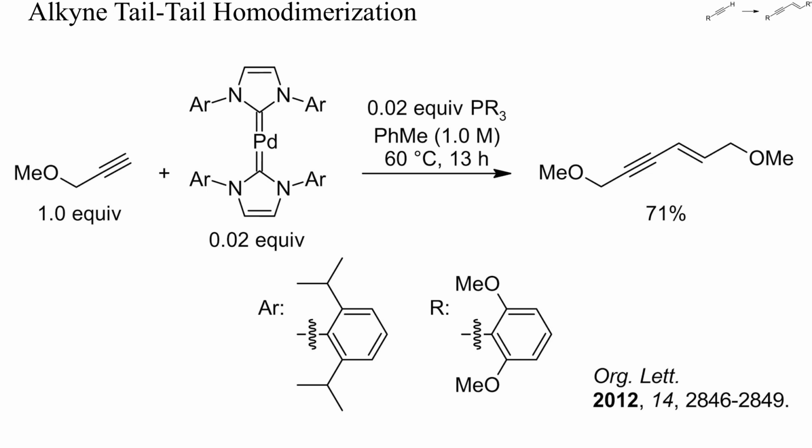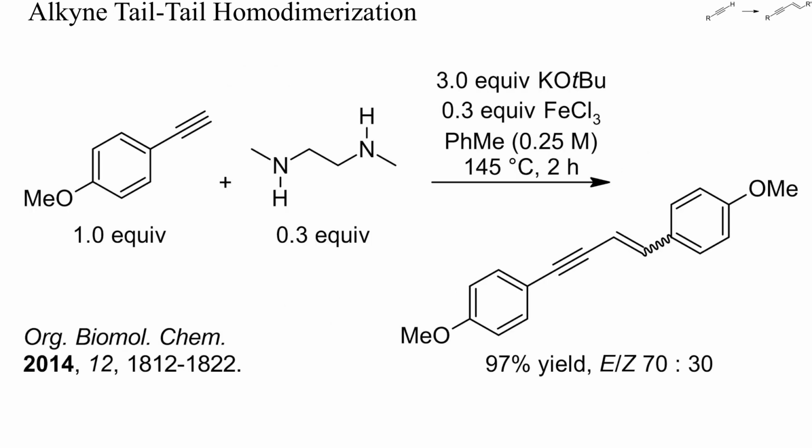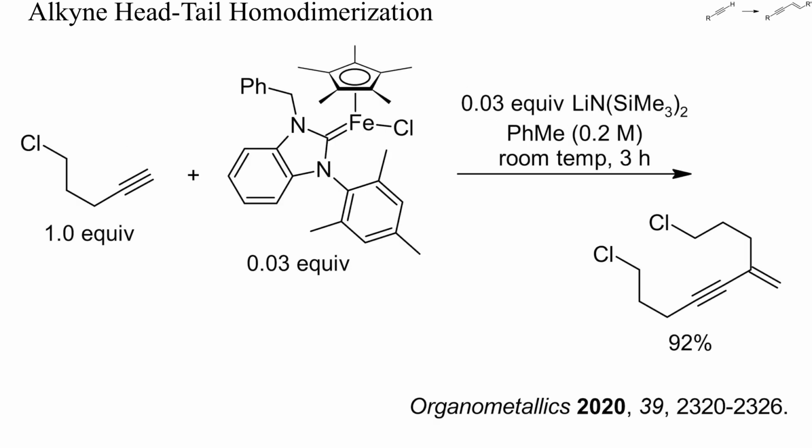the tail-tail dimer. Such homodimerizations can also succeed in the presence of strong bases, as in this example. With 3 equivalents of potassium tert-butoxide and 30% of iron trichloride, a complete dimerization of the starting alkyne occurred. In this example, small amounts of a strong base and an iron-carbene complex brought about an almost quantitative head-tail dimerization. The reaction was complete after 3 hours at room temperature.